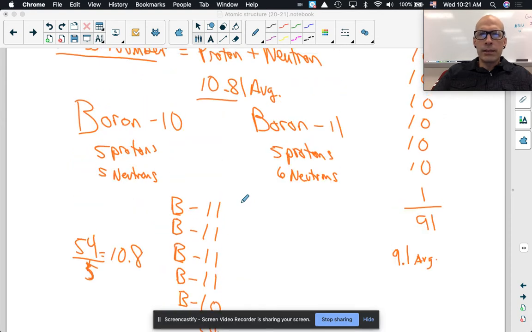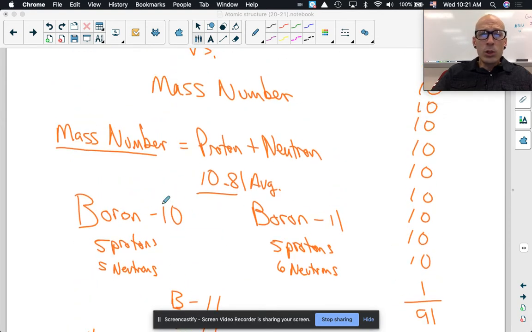Now here's the other thing. Are these 2 kinds of borons any different than each other? Not really. The only difference is one of them has 1 more neutron than the other. They have the same number of protons. They're both going to have 5 electrons because remember, the electron number and the proton number are the same, so they're balanced charge-wise. So the only difference between these 2 atoms here is the number of neutrons.